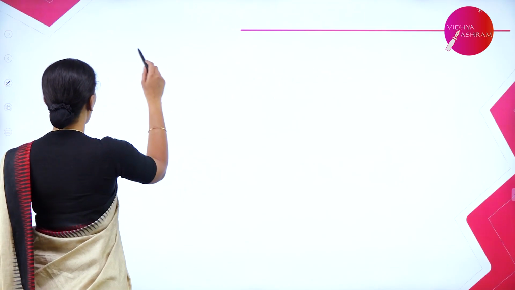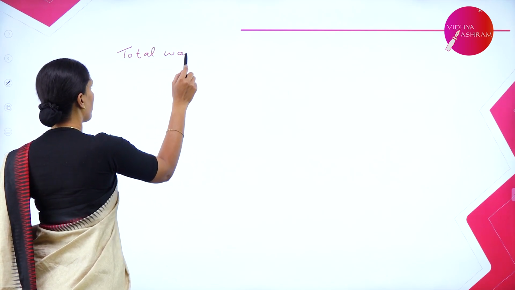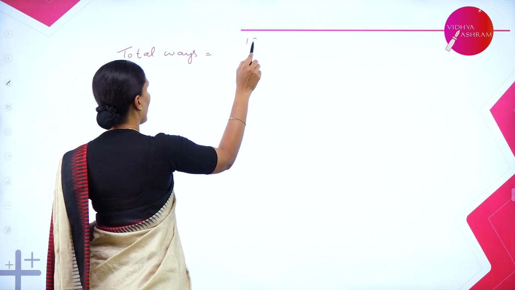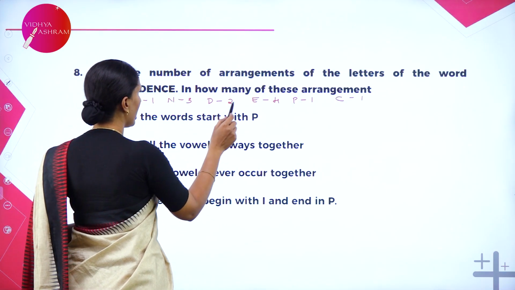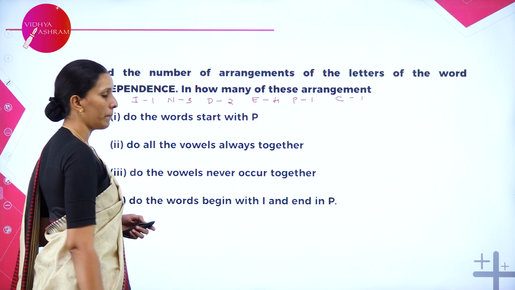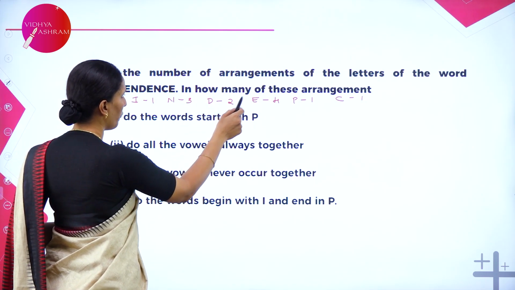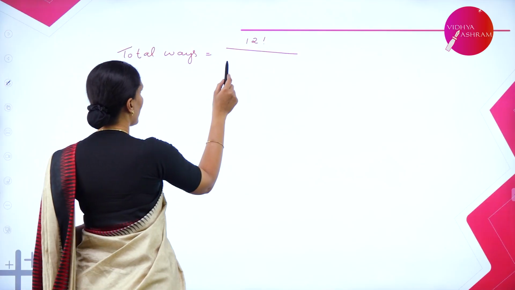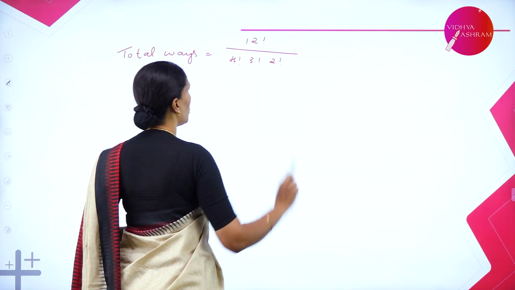So the total number of ways is 12 factorial divided by the factorials of the number of times the letters are repeated. So this can be divided by 3 factorial, 2 factorial and 4 factorial. So I can write this as 4 factorial into 3 factorial into 2 factorial.